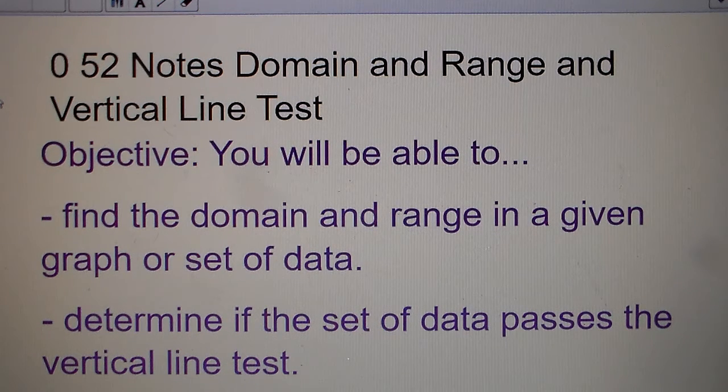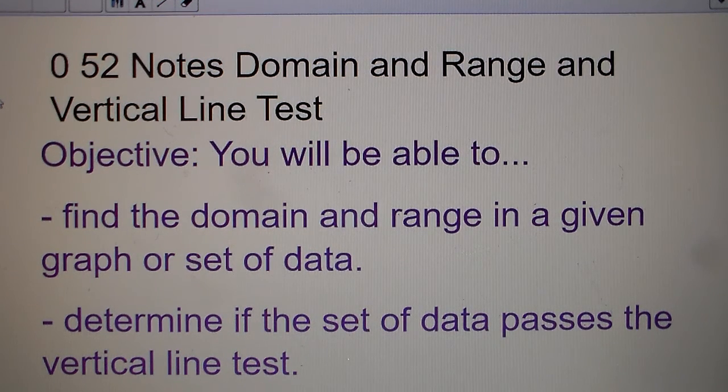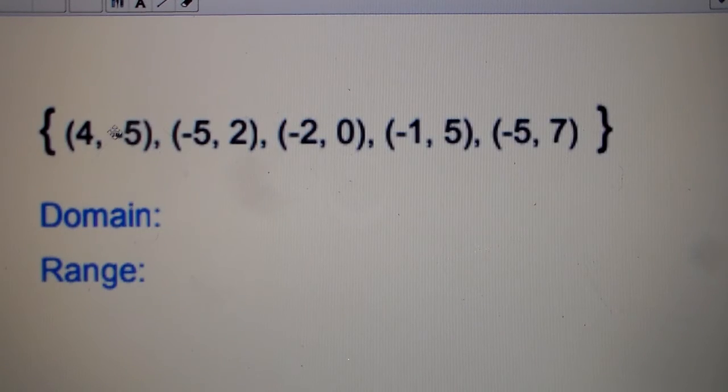Alright, this is O52 Notes, Domain and Range, and Vertical Line Test. Your objective: you'll be able to find the domain and range in a given graph or set of data. You'll also determine if the set of data passes the vertical line test. So let's jump right into it here.